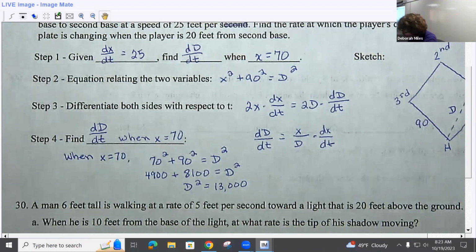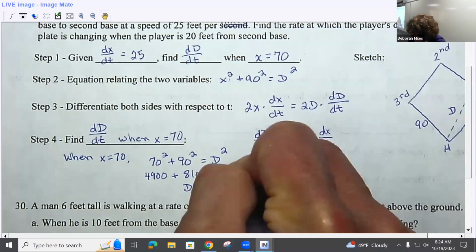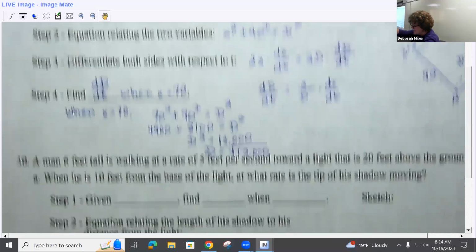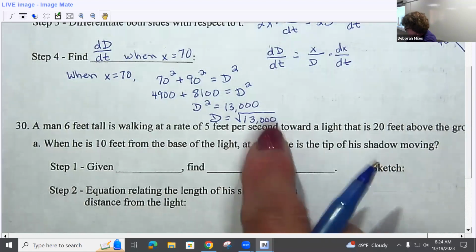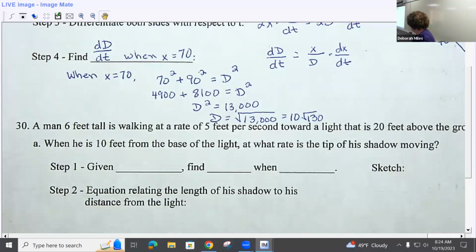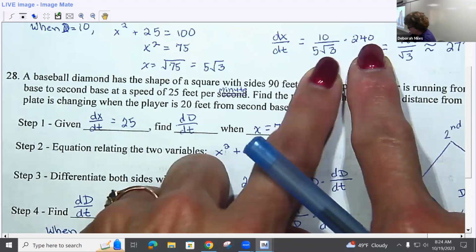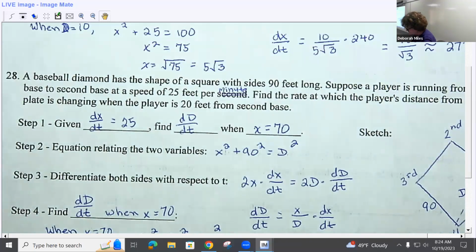And if you want to simplify that, need one more step. d is the square root of 13,000. And if you want to simplify that, you can write it as 100 times 130, take the square root of the 100, and just leave the 130 under the radical. It really doesn't matter if you simplify it or not, as long as I'm asking for a decimal approximation. But it may make the math easier without the calculator if you simplify your radical expressions.